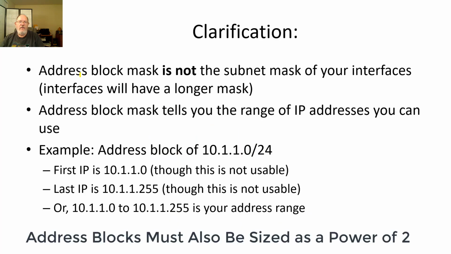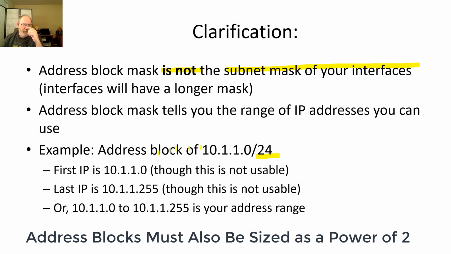But before we do that, I want to talk about the fact that an address block mask is not the subnet mask that you apply to your interfaces. It's a mask that simply defines the size of the block of addresses that you have. So we are not going to put 255.255.255.0 as our subnet mask on any interface at all.